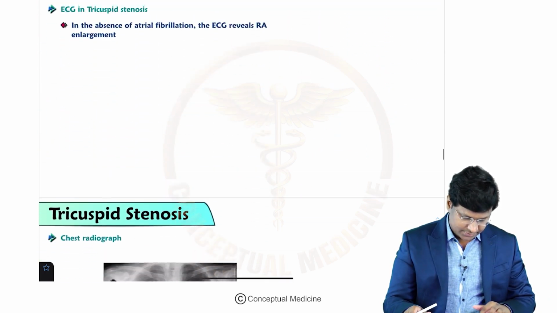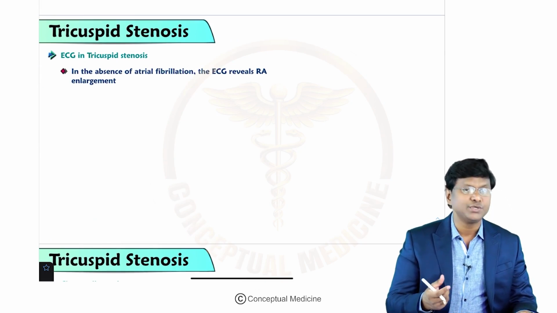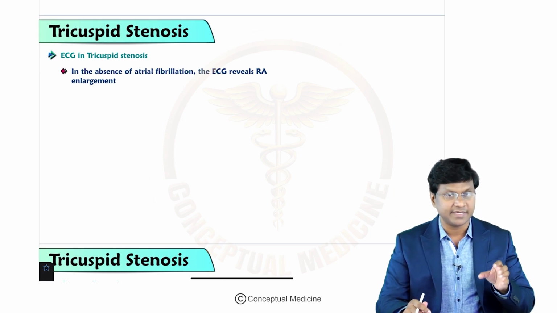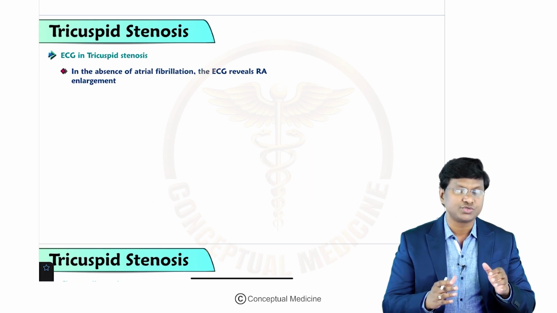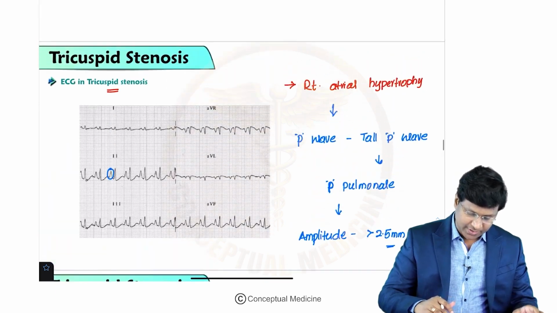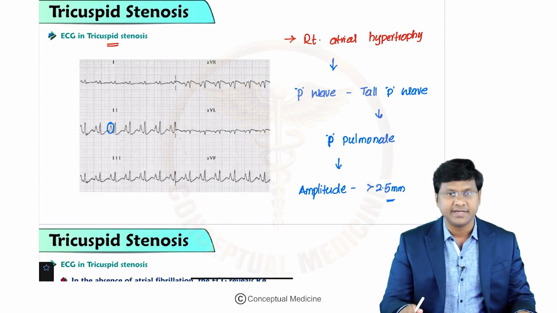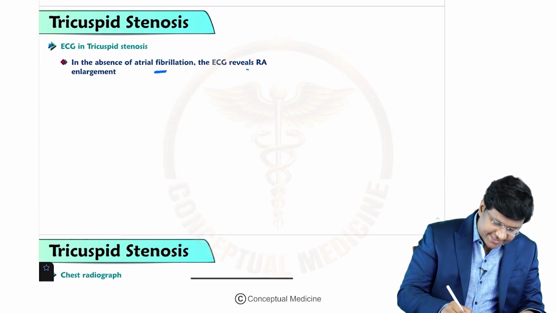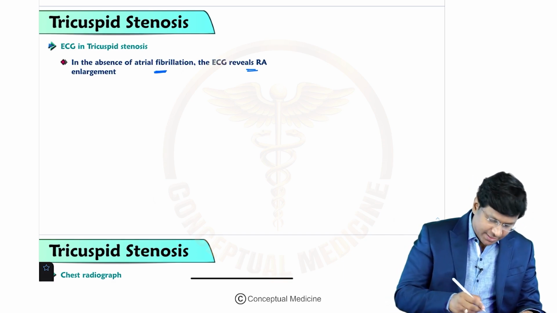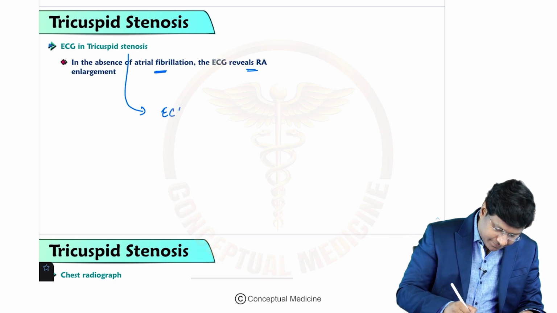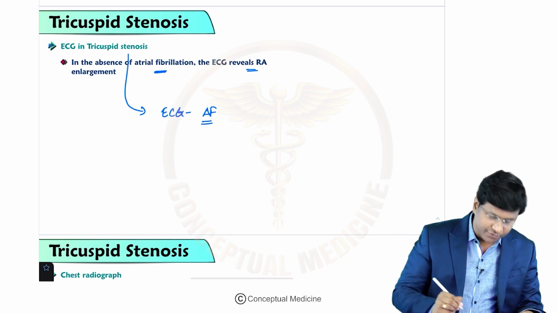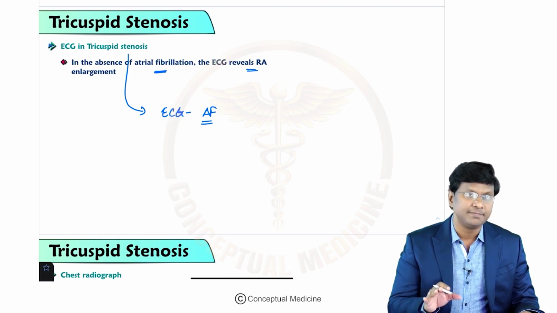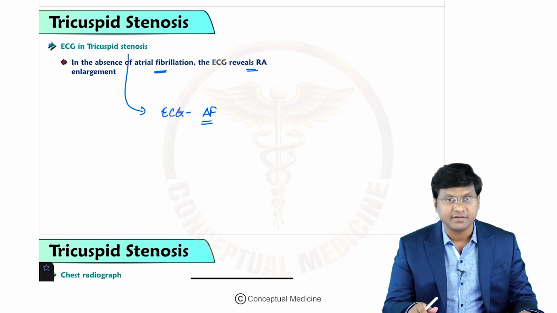Followed by that, you need to know why you have that P pulmonale. Once there is an increase in the pressure in the right atrium, there will be right atrial hypertrophy. So the right atrium contracts very strongly, and that is the reason why you will have the tall P wave. P wave is due to atrial depolarization. In the absence of atrial fibrillation, ECG reveals right atrial enlargement. Patients with tricuspid stenosis may also show features of atrial fibrillation, because your hypertrophied atria will be sending abnormal impulses, and that will make the individual develop atrial fibrillation.